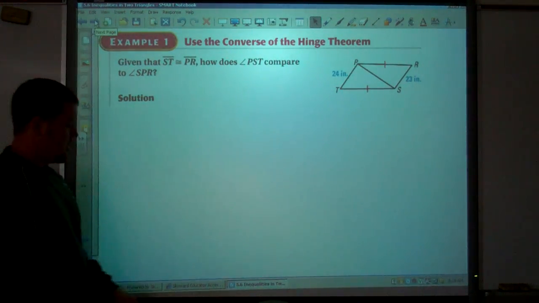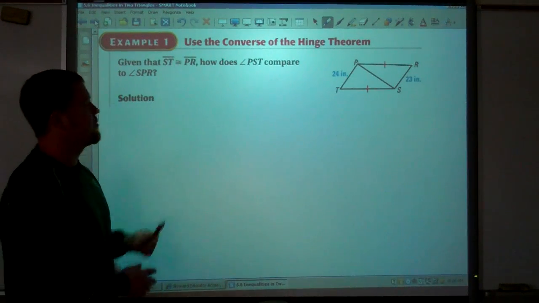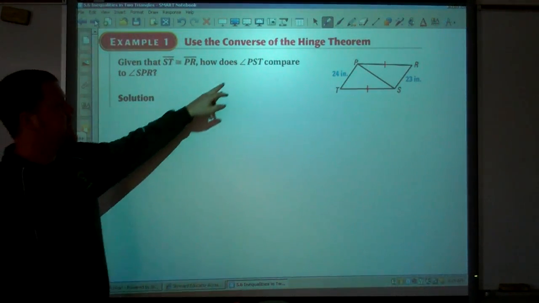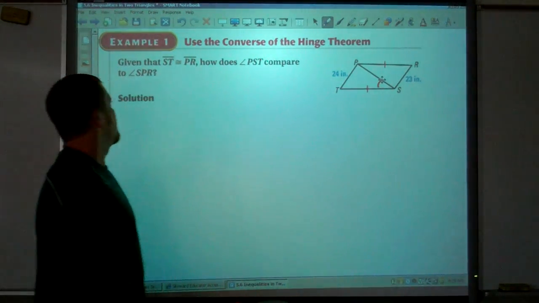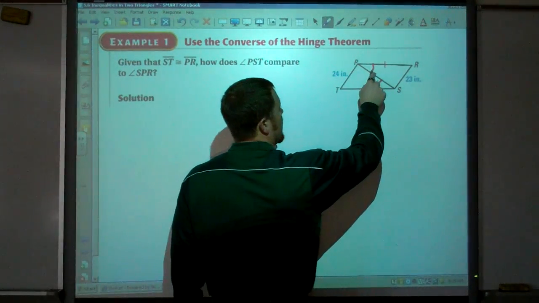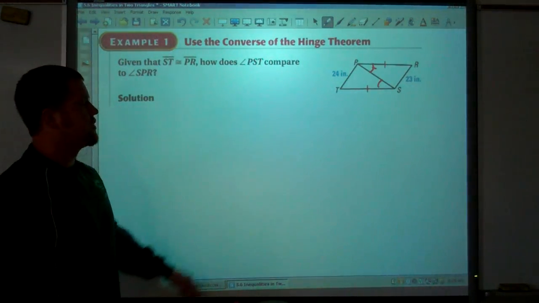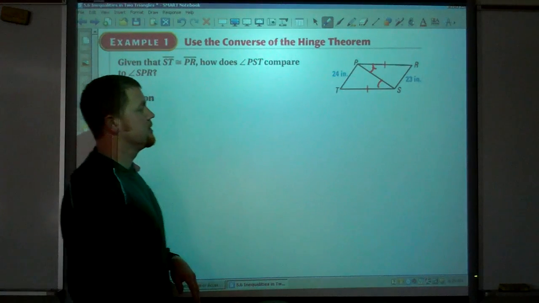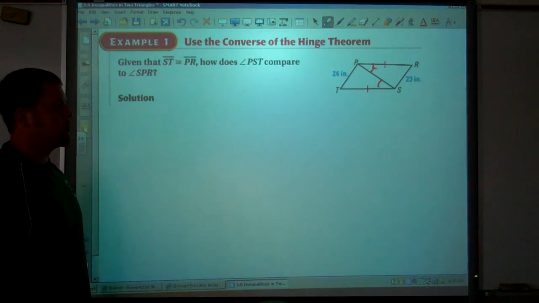In this example, given that segment ST is congruent to segment PR, these two segments are congruent. How does angle PST, that's this angle here, compare to angle SPR? And that's this angle. How do those two angles compare? And we're also given that length PT is 24 inches and length RS is 23 inches. So how do those angles compare to each other?